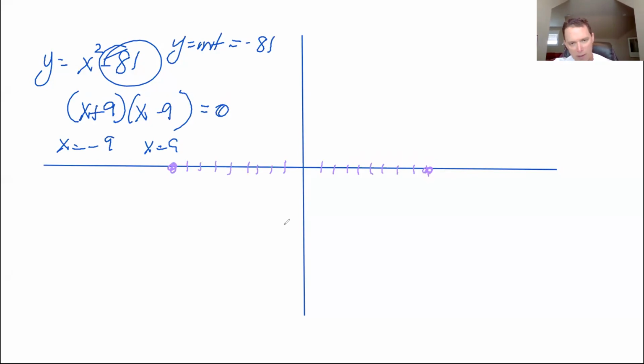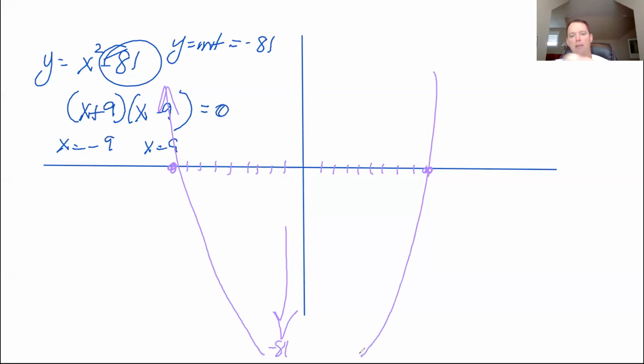Now, the vertex is way down there at minus 81, right? So the graph's going to come up like this, and I don't know where the vertex is. But I do know that the axis of symmetry is exactly halfway between 9 and negative 9, which is right here on the x-axis. So my vertex is going to be 0 and minus 81 because that's where I know the y-intercept is.